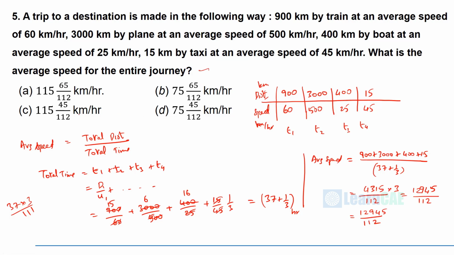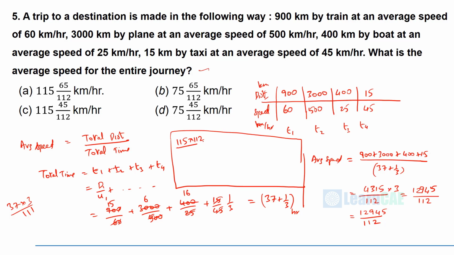All are in mixed fractions. So we shall convert this to a mixed fraction. We can see from the options that the quotient should be either 115 or 75. So we shall try to multiply 112 by 115 first and then check with 75 also. So we shall do the calculations here.